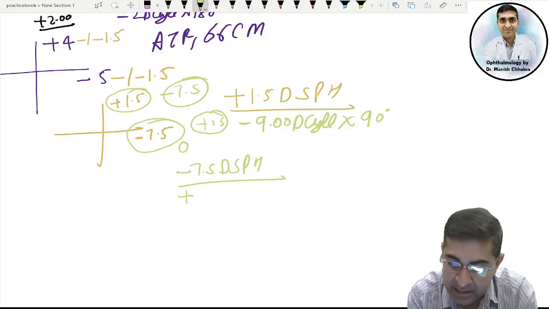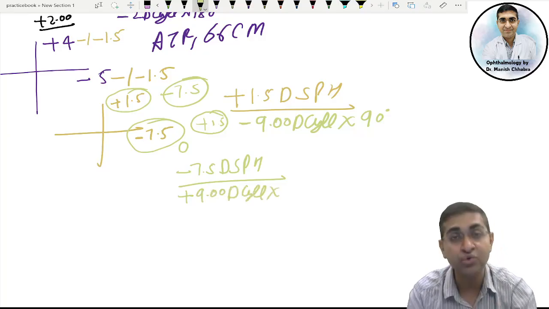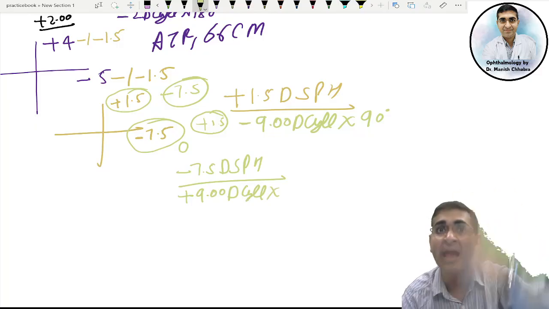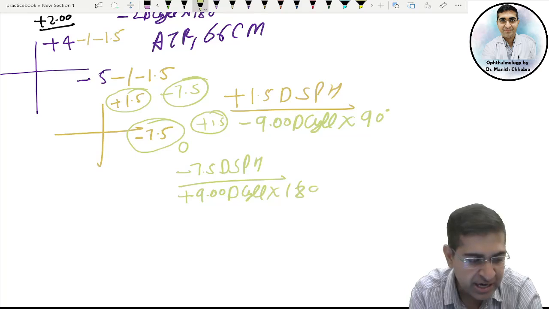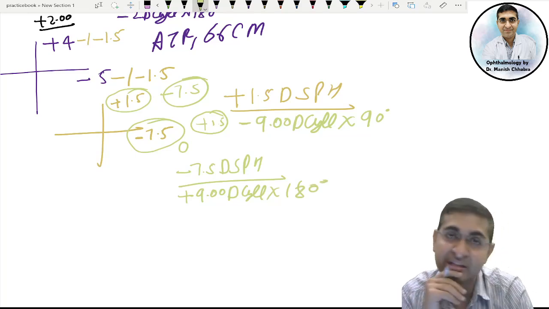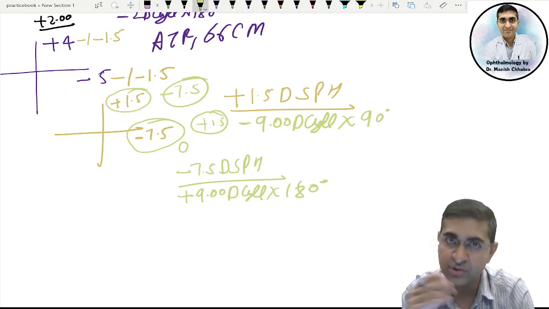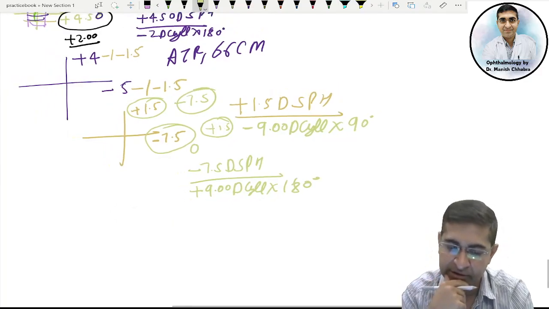So you will give plus 9.00 diopter cylinder, but you require this power at y-axis. So you are going to place it at x-axis, isn't it? 180 degree, boys and girls. So this is your another thing.